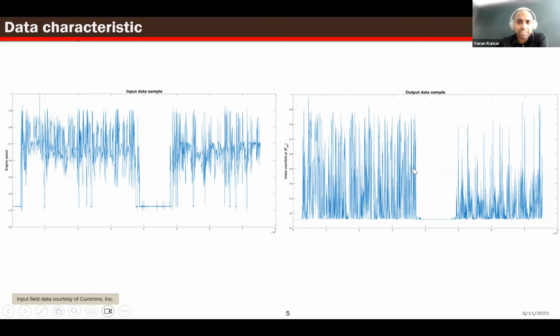So the data is very chaotic, and there is no pattern or defined trend. But that's simply because that's how an engine operates. You can change speed and you can change different engine operating conditions, and the data appears to be chaotic.